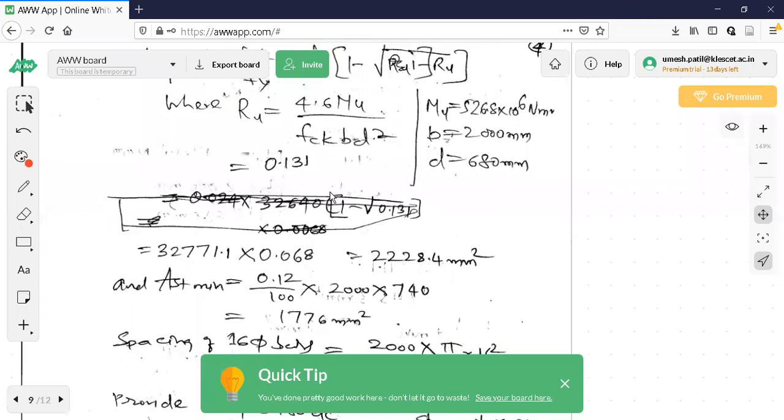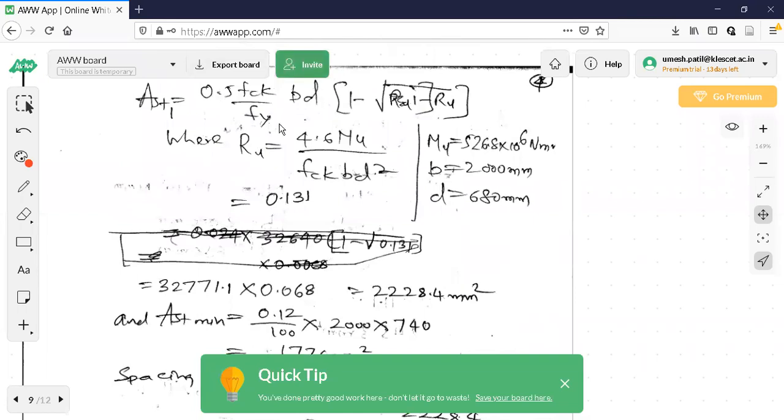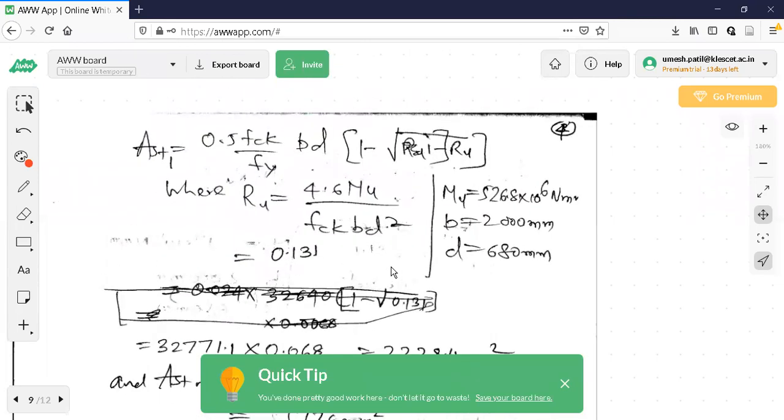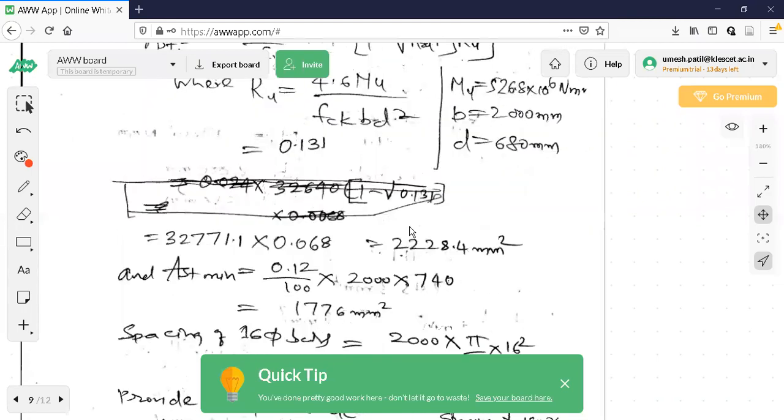It is just a calculation. This entire thing, 0.068, is this. You should have some idea about how much is this value, 1 minus square root of 1 minus RU. Some rough idea should be there for that. Only it will come by practice.